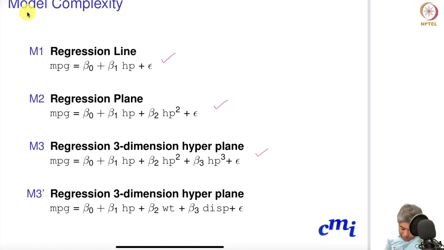The other type of thing, this is also a 3 dimension hyperplane, where instead of horsepower and that engineered feature, you put more and more new predictors, weight, displacement. If you have more and more features, you will have more and more predictive power. So if you put in more and more features or engineered features, the model complexity will go up. As the model complexity goes up, the predictive accuracy goes up, and typically you will see the root mean square error goes down, which is good news.